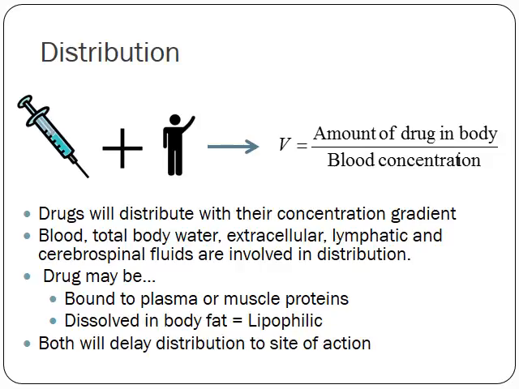Drugs distribute along their concentration gradient. They're going to go to places with less concentration, of course. Blood, total body water, extracellular spaces, lymphatic tissue, cerebrospinal fluids. These are all things involved in distribution. So you can see how just measuring blood concentration might not give you that beneficial of a serum level.